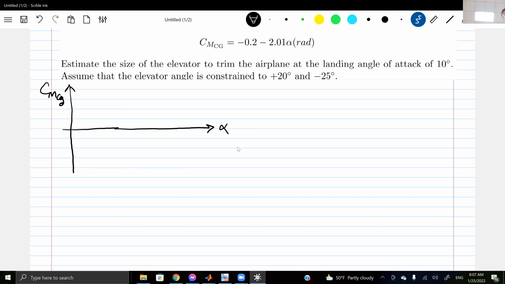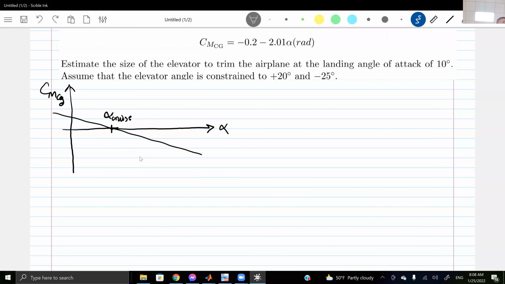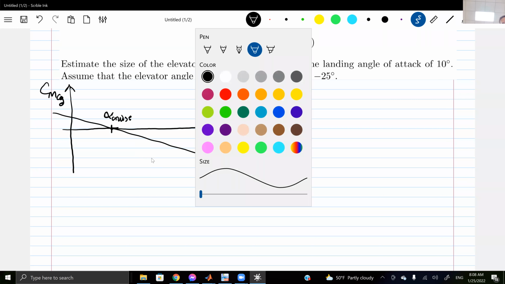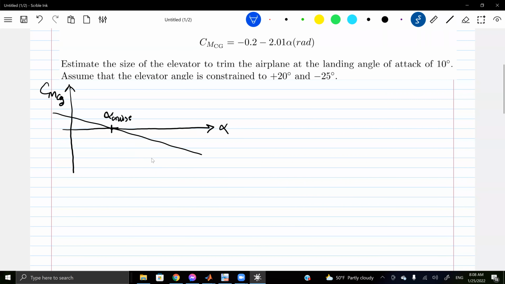And we already know that we want the curve to be something like this, right? This is the cruise point, alpha cruise. We cruise at zero pitching moment, of course, right? So in landing, the angle of attack will be larger than alpha cruise, or smaller, or at alpha cruise. What do you think? Is it larger? Exactly. It has to be larger. So this is, say, alpha landing.